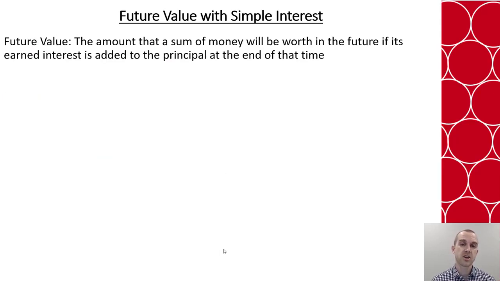Now another calculation we may do with simple interest is to determine the future value. This is the amount that a sum of money will be worth in the future if its earned interest is added to the principal at the end of that time. So instead of pulling out the interest, maybe we continue to accumulate that interest with the original principal. And this is true both for borrowing as well as for investing.